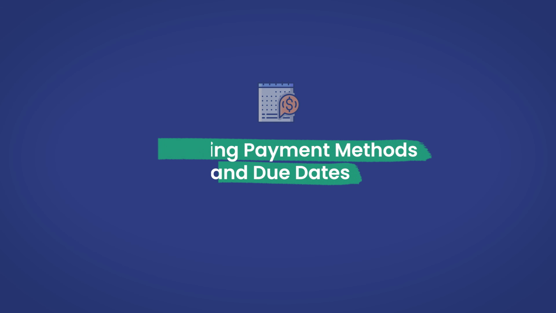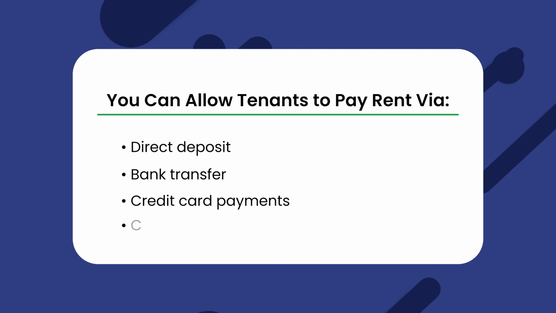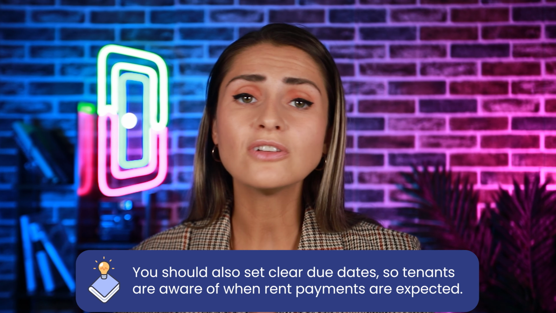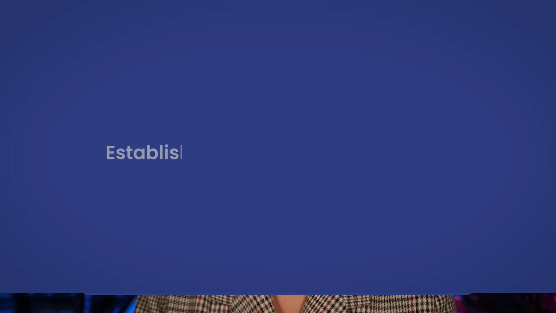Specifying payment methods and due dates. The first step in creating a rental collection policy is to specify the payment methods and due dates. You can allow tenants to pay rent via direct deposit, bank transfer, credit card payments, or even cash. It's important to consider the convenience of the tenants when selecting payment methods. You should also set clear due dates so tenants are aware of when rent payments are expected.